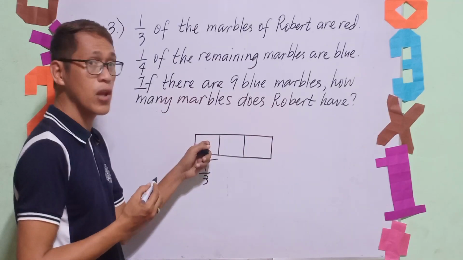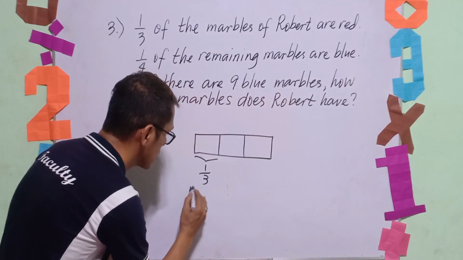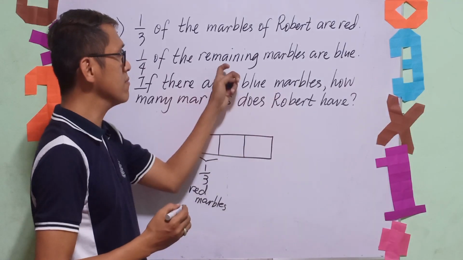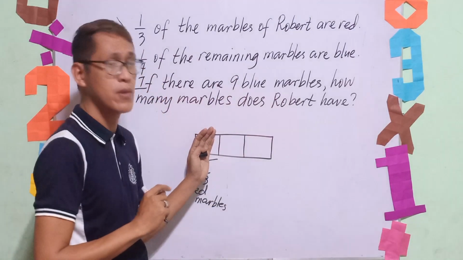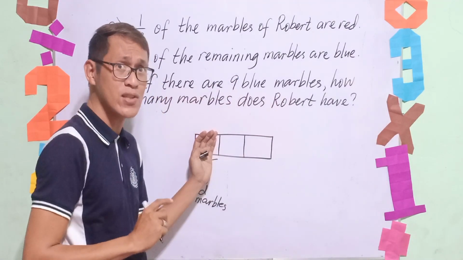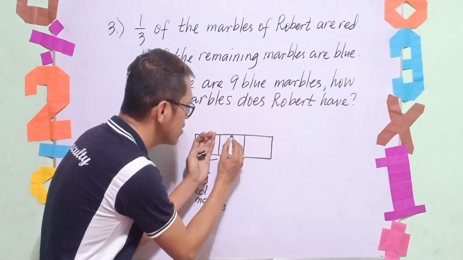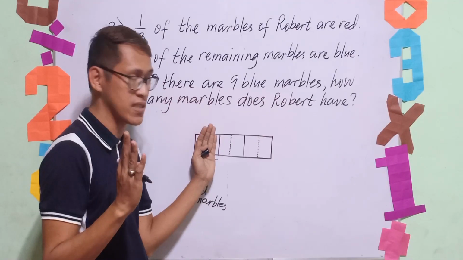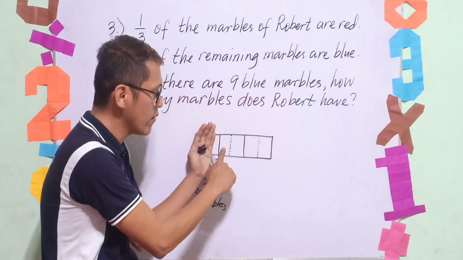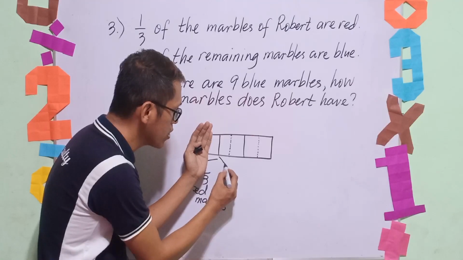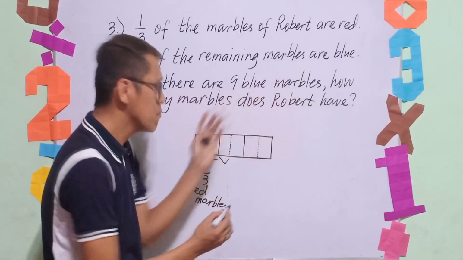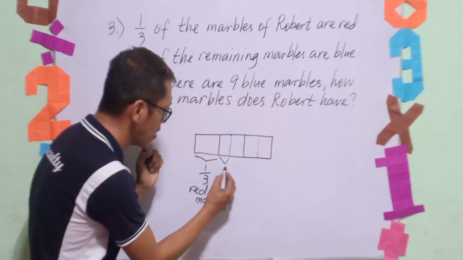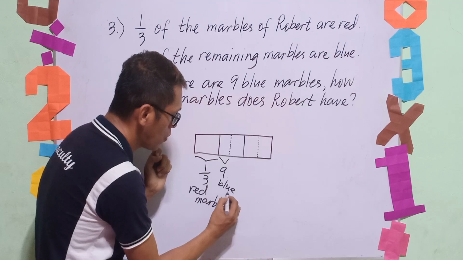So this block represents the red marbles. So let me write red marbles. Then the remaining, with this remaining 1/4 are blue. So how to get 1/4? There are only two parts. Yes, you need to divide this into two. And so with this, for you to have 4 equal parts, you can get now 1/4. One part here is 1/4. So this portion here represents the blue marbles, which is 9, correct? So we can write here 9 blue marbles.